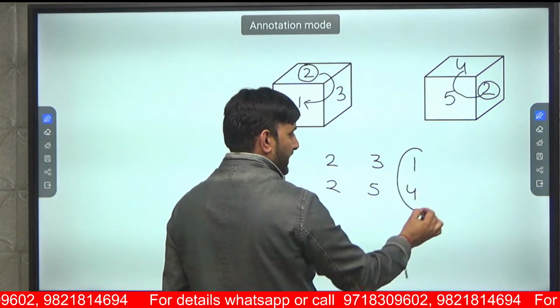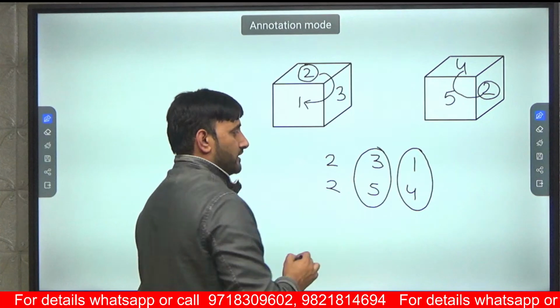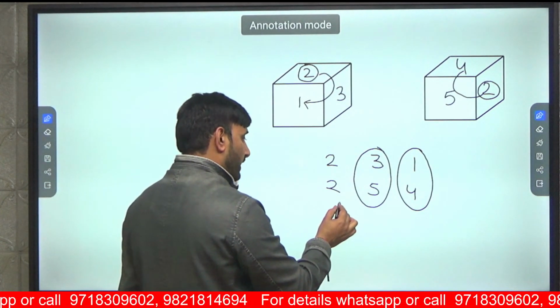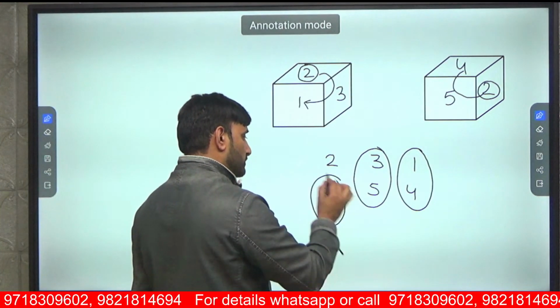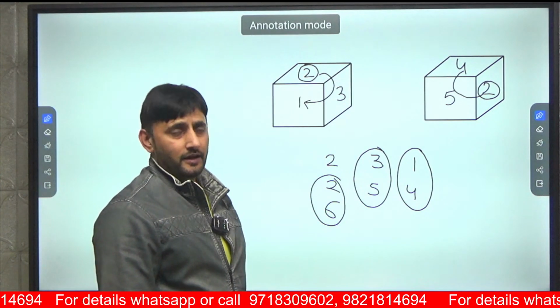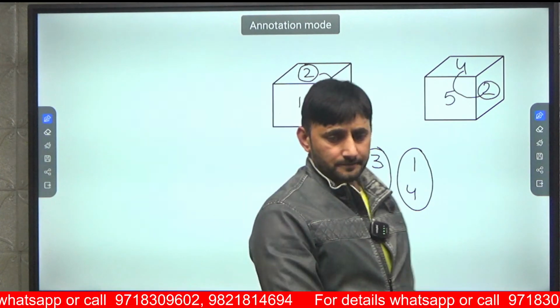So we can say that 1 and 4 are on the opposite side, 3 and 5 on the opposite side. What is the missing number? Missing number is 6. So 2 and 6 will be on the opposite side. I hope it is clear. Okay, my dear.